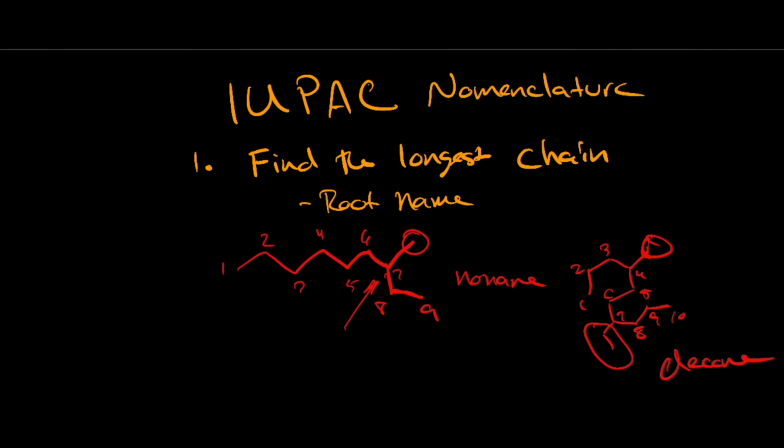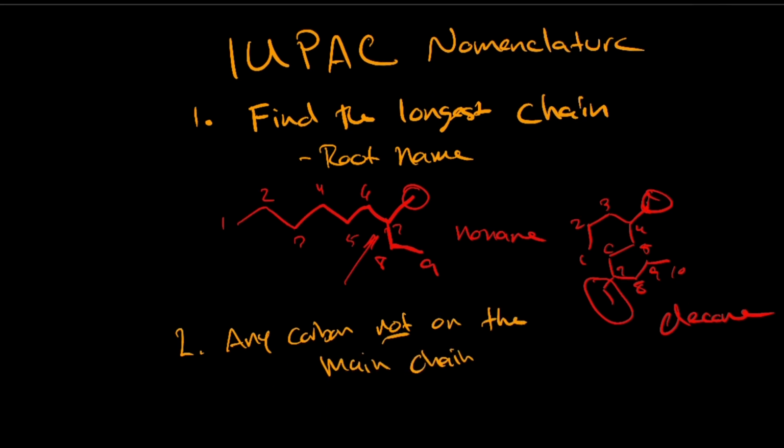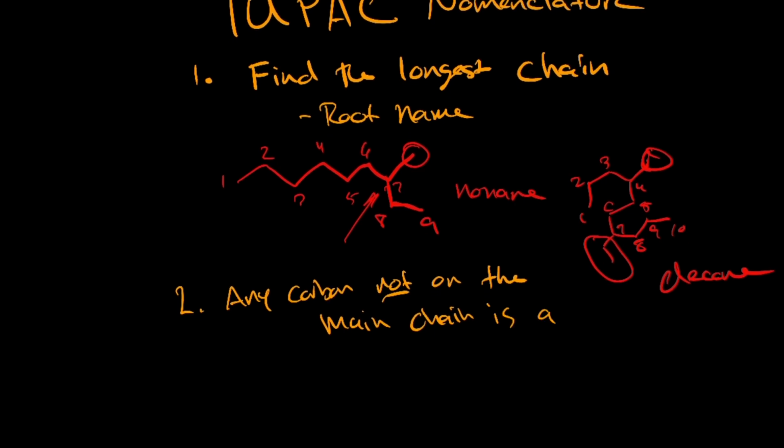And so any carbon not on the main chain is an appendage. It's not part of the main chain, but it's going to have a name. We're going to have to account for it. So when you start counting, count unlike what I did up here. I started randomly because I was just looking for the right chain.